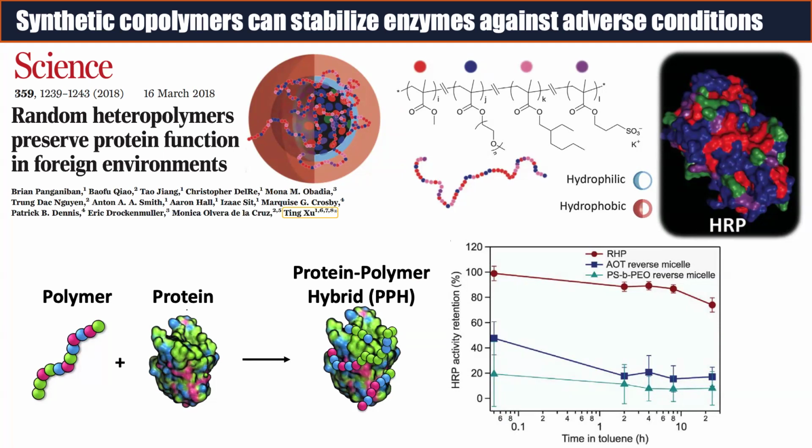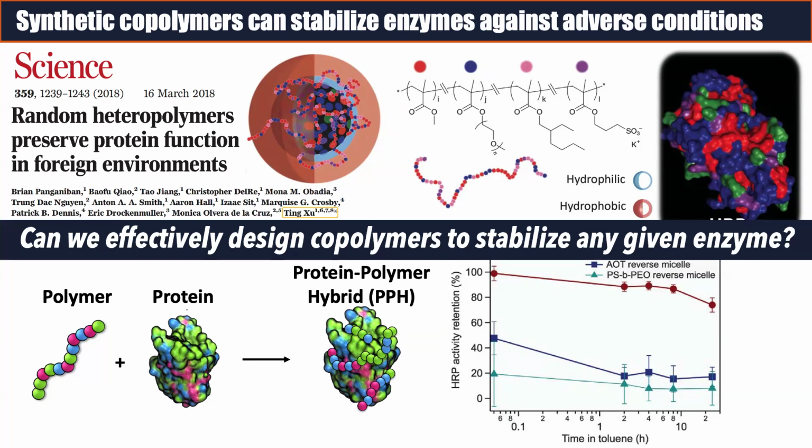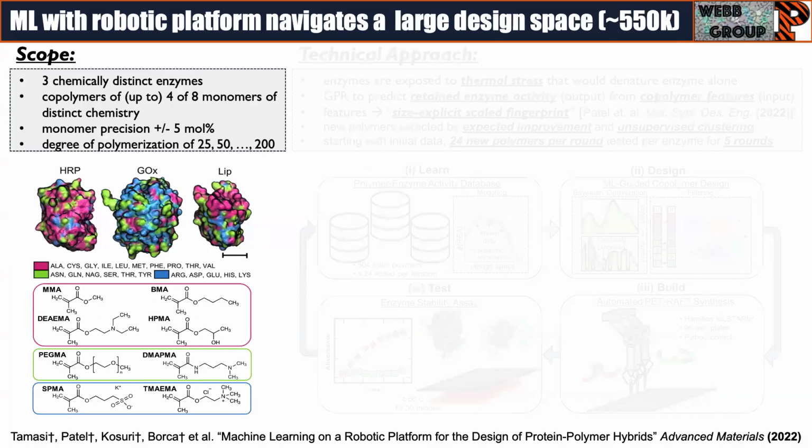Maybe they form these protein polymer hybrids. Can we effectively design those copolymers that effectively stabilize any given enzyme that we're granted? And so we've endeavored to study that problem first with a proof of principle with three canonical enzymes. Again, horseradish peroxidase, glucose oxidase, lipase.